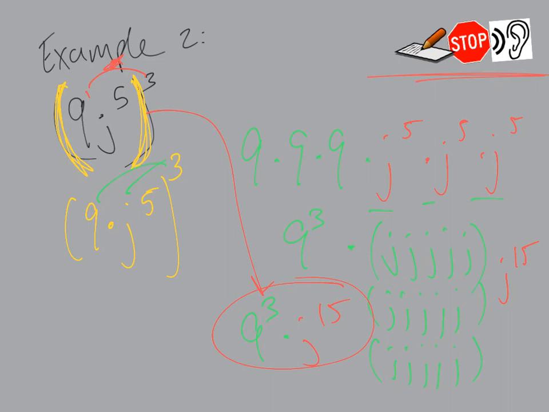So now we're taking a product to a product because it's a multiplication problem in the parentheses, 9 times j to the 5th. And so here I take every part of that, every factor of that product, 9 to the third power and j to the 5th to the third power, to get a final answer of 9 to the third times j to the 15th.